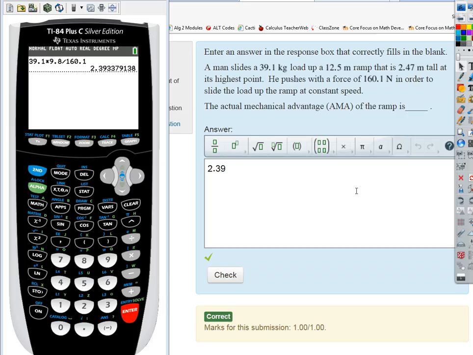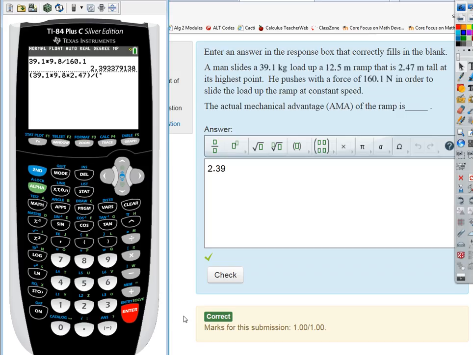I'll put them in parentheses so it's easier to see. 39.1 times 9.8 times 2.47 tells me how much work the machine did in joules, divided by how much work I input, which was just 160.1 newtons times 12.5 meters, right? And that gives me an efficiency of about 47.3%.